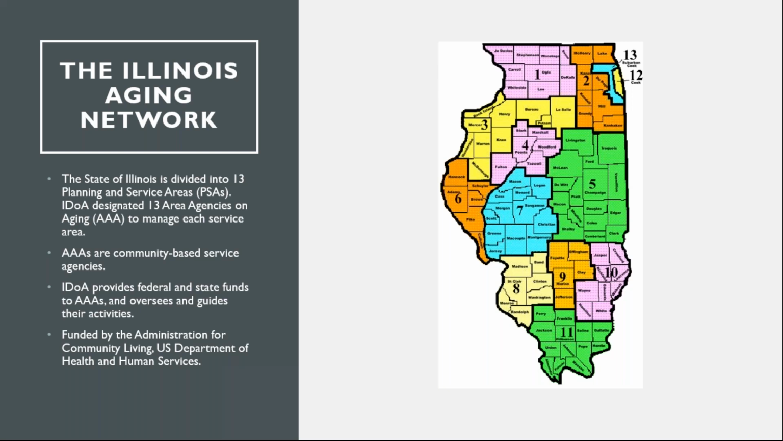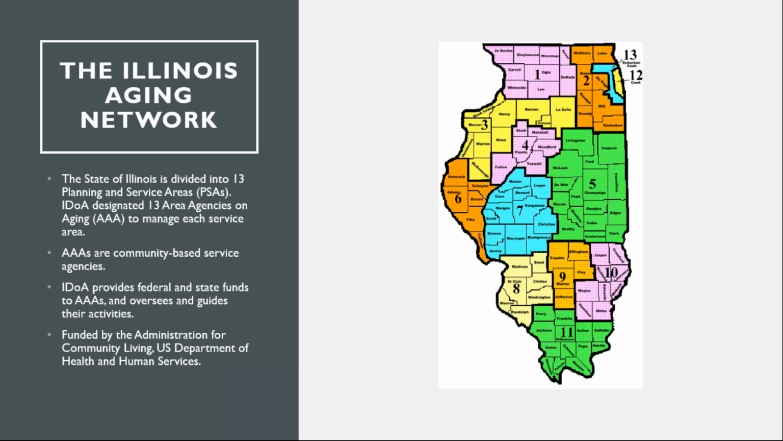Here are the 13 area agencies, the 13 PSAs, planning and service areas. As you can see, Cook County is divided into two. 12 is the city of Chicago. We do a lot of work with the city of Chicago. And 13 is Age Options. Suburban Cook, they've been around for a long time, and they do offer many services outside of what is funded through the Older Americans Act. So they are a great partner.